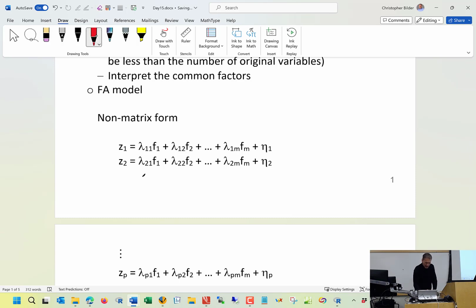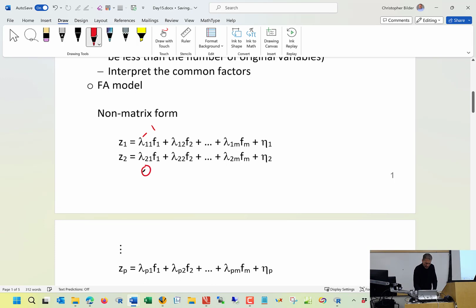Let's say for common factor 1, lambda 1 was 1, lambda 2 was 0, and all the other lambdas were 0 as well. F1 would be a trivial common factor. What that means is that it is just representing Z1. So why don't you just take Z1 out of your factor analysis, treat that separately, and then do the factor analysis on the rest of the variables? That would be a better way to do it.